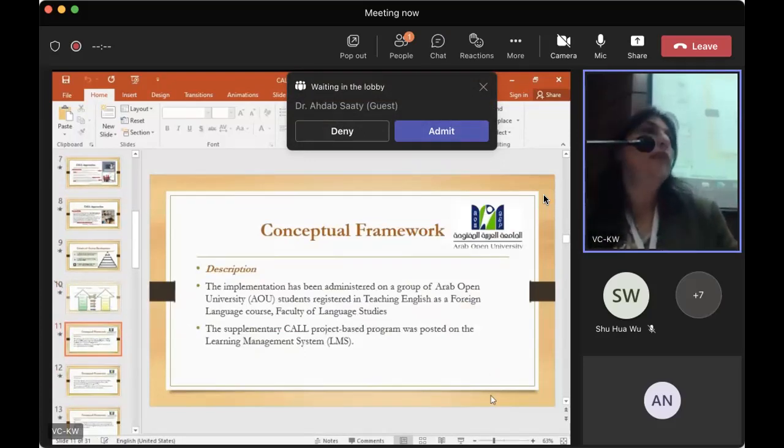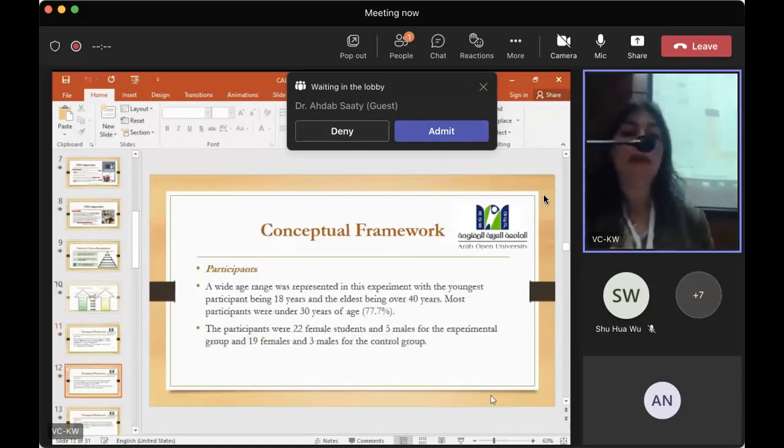As I told you, this course was developed for AAU students who are studying the TESOL course and an elective course. And the program posted on LMS was a supplementary program. The participants were AAU students registered at Faculty of Language Studies. Most of them were under 30 years old. And of course, we had males and females. The sample was not that huge, because we have one control sample and one experimental sample or group.